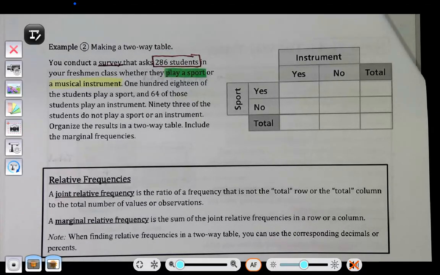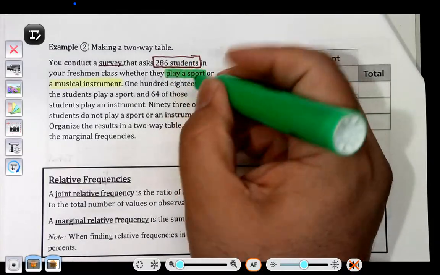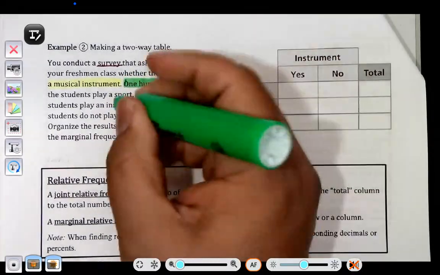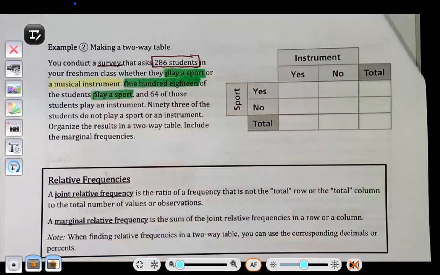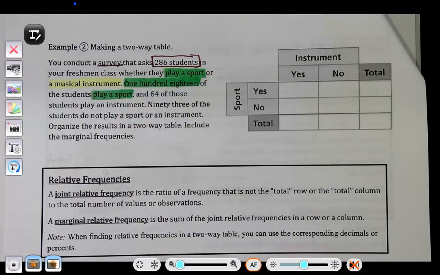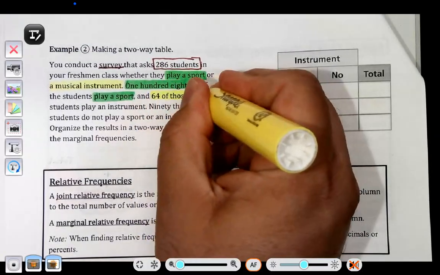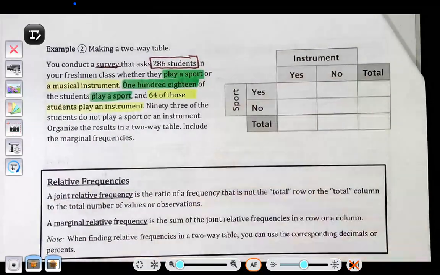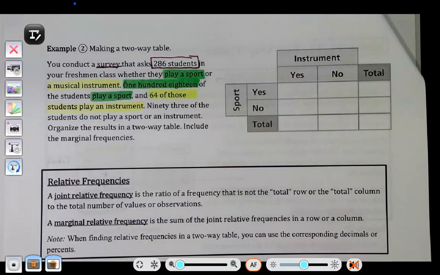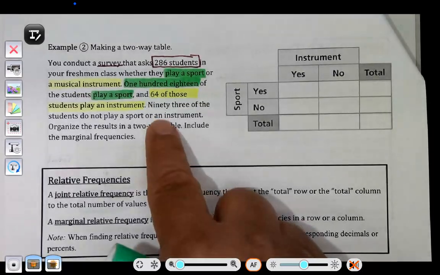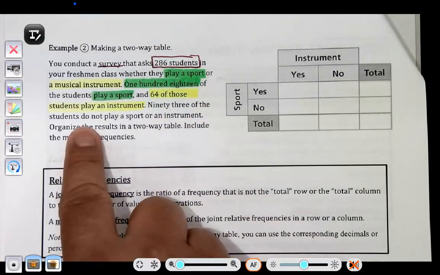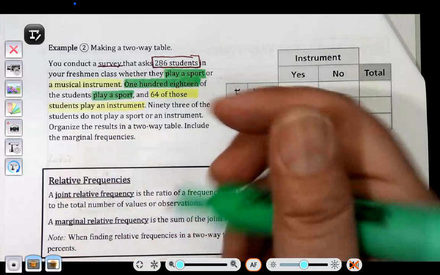118 of the students play sports. All right, so I'm gonna put that in green. 118 play a sport. 64 of those students play an instrument. All right, we have 3 numbers now. So we're gonna have to put them in the right spot. 93, okay, here's a 4th number. 93 of the students do not play a sport or an instrument.